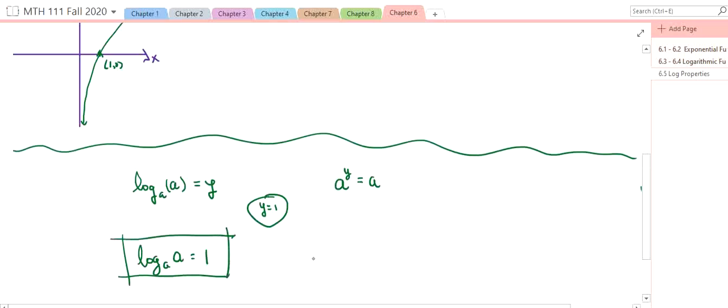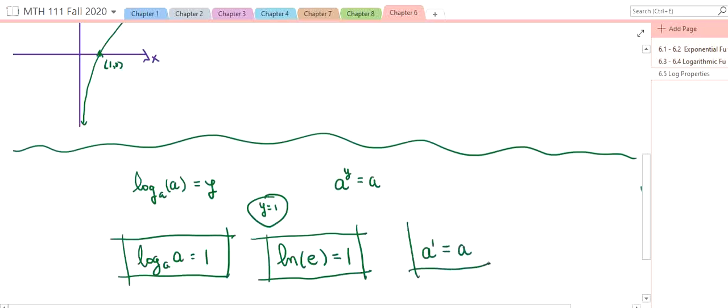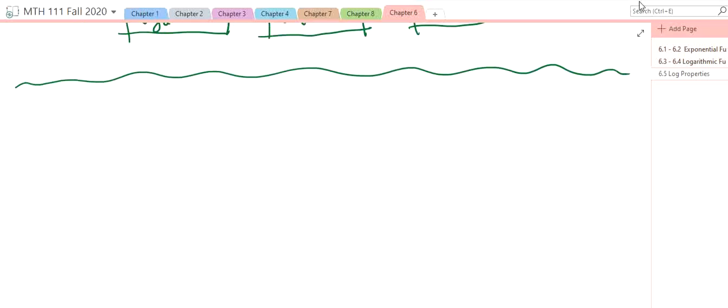And the natural log of e equals 1. Same thing. The natural log is log base e. And we could always rewrite this too: a raised to 1 equals a. So those are two pretty intuitive properties.